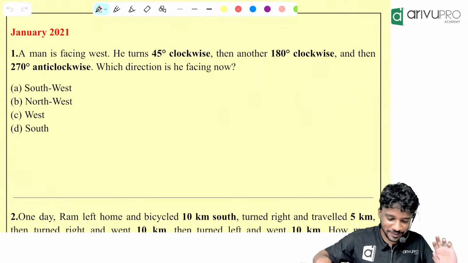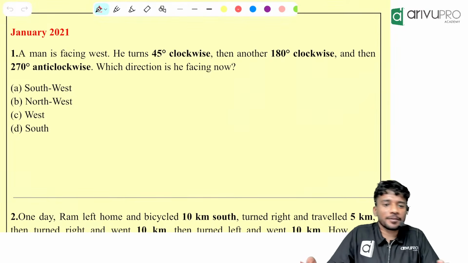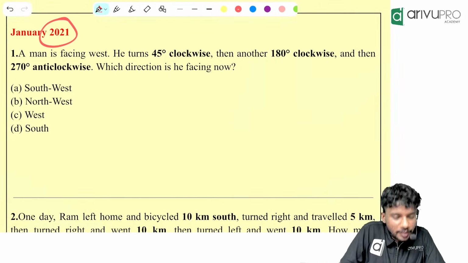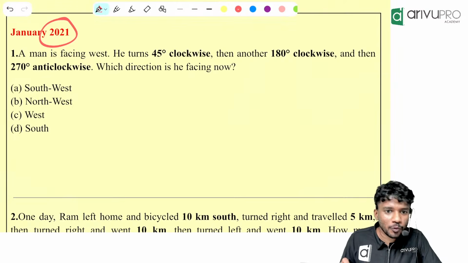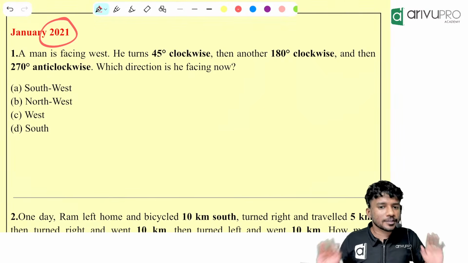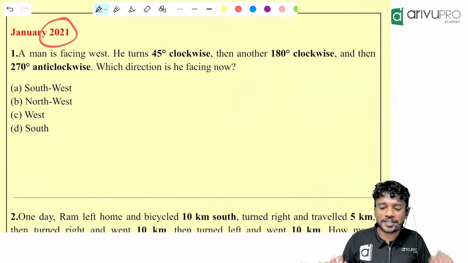So, people, in this class today we will be discussing the last 14 attempts, from January 2021 to May 2026. All the previous year questions from chapter number 10, that is direction test, will be discussed here.